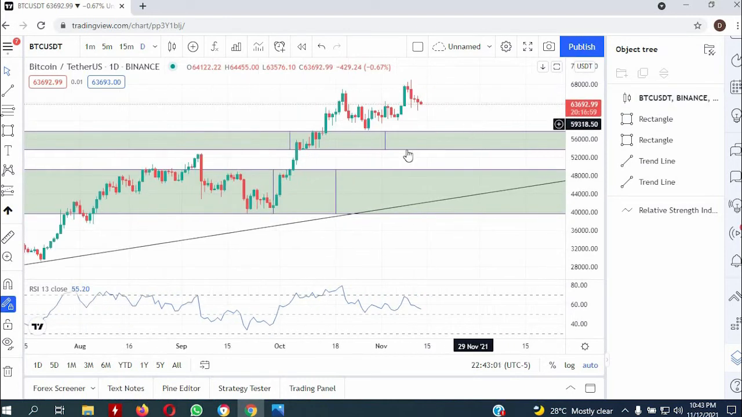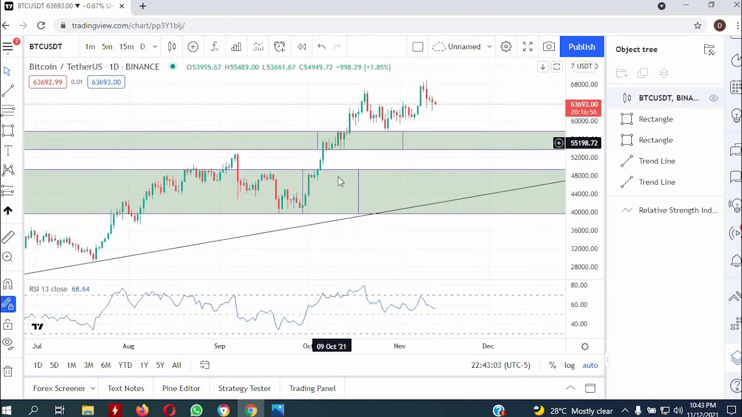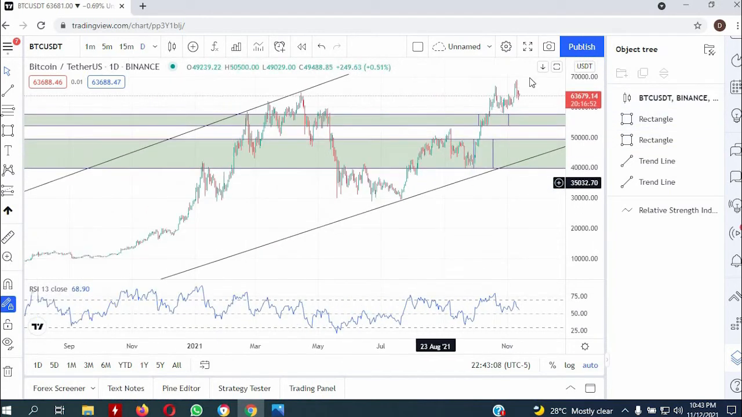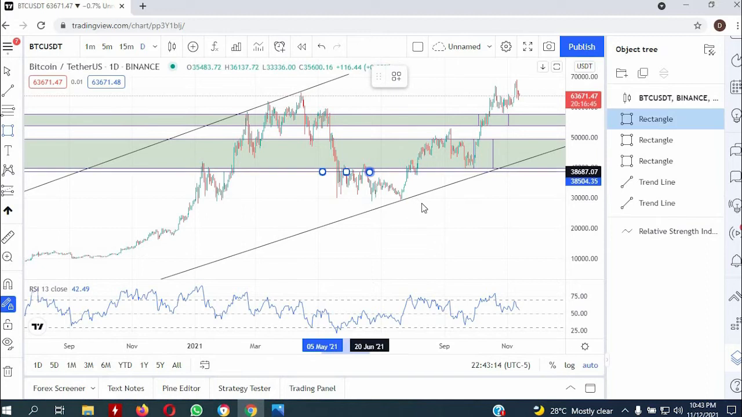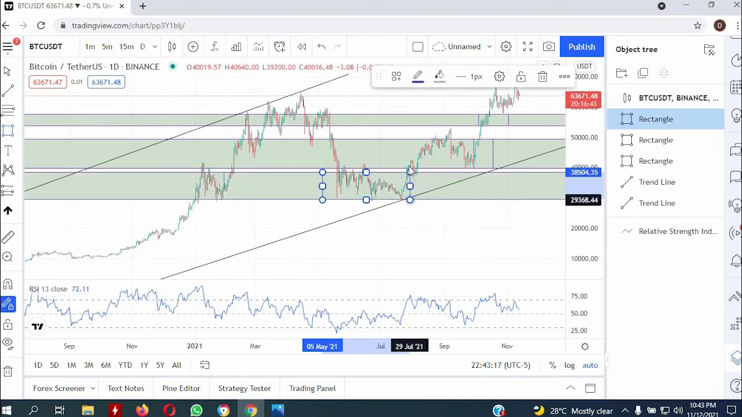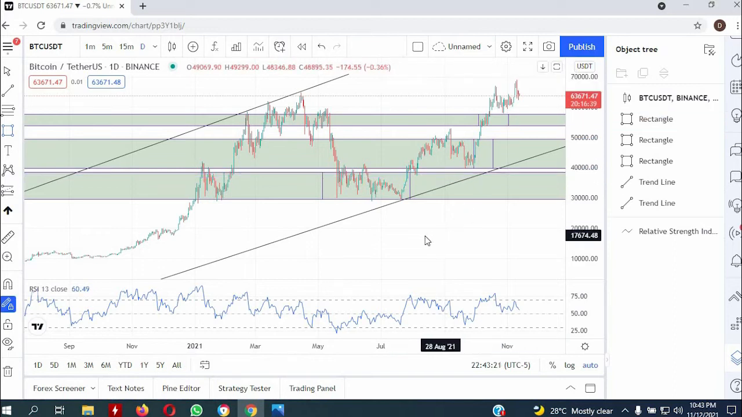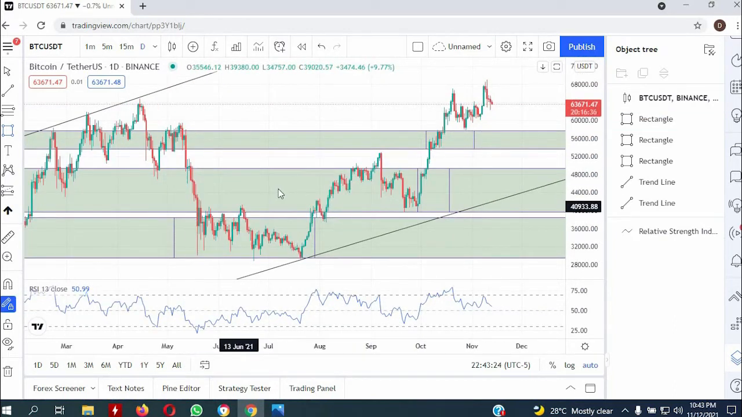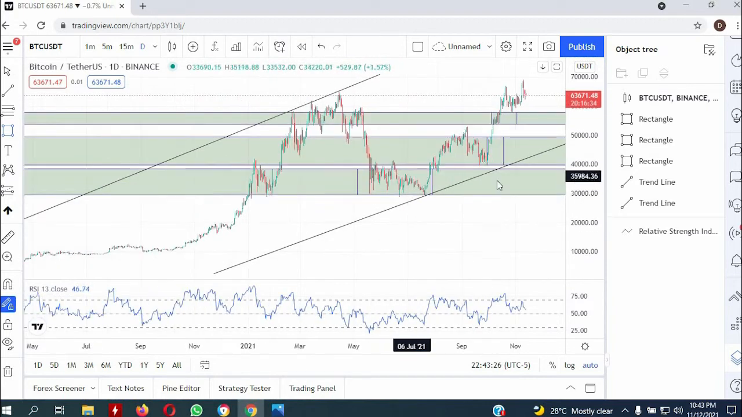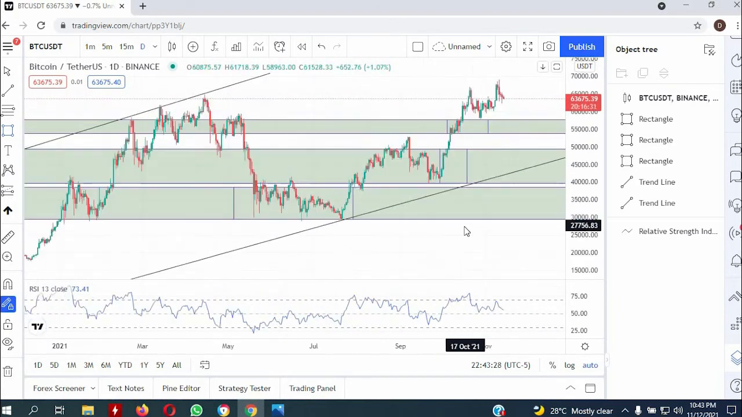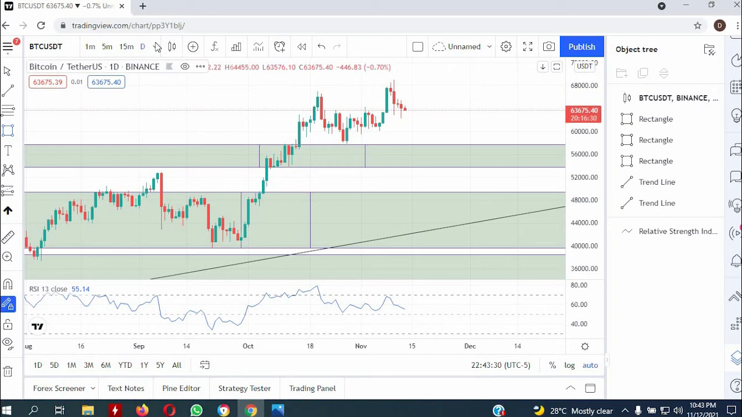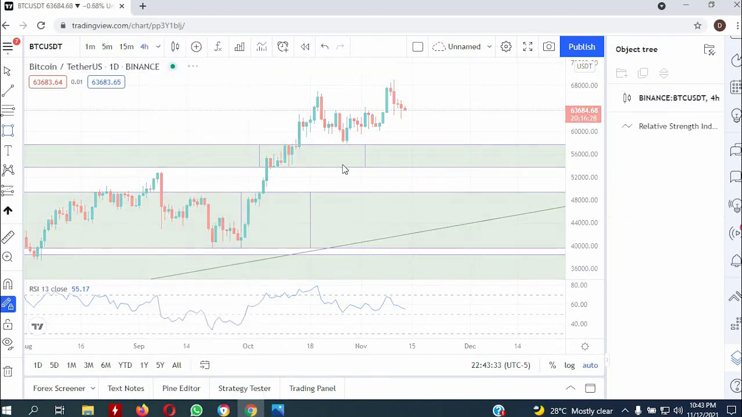However, if the Bitcoin fails to support itself at this structure right here or in this area right here, Bitcoin will come down to this area for support. If the Bitcoin fails to support itself in this area, it will reverse and push down. Let me go down to the 4-hour time frame and see what's going on.